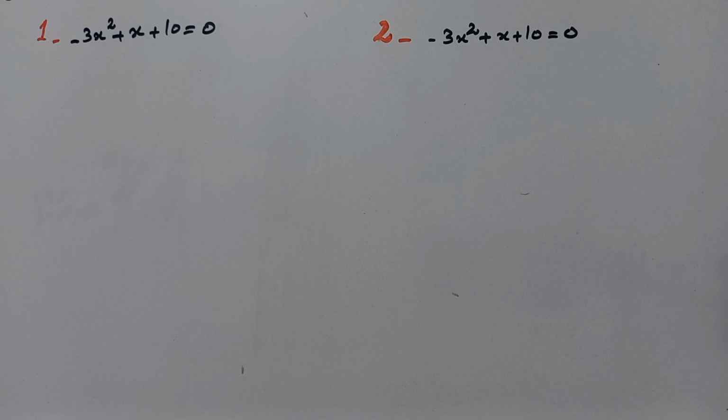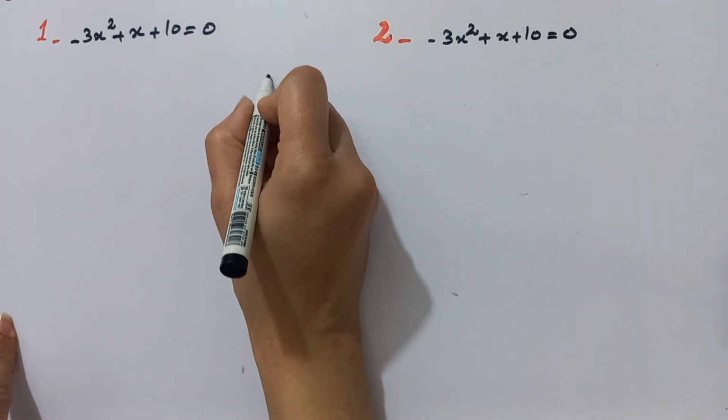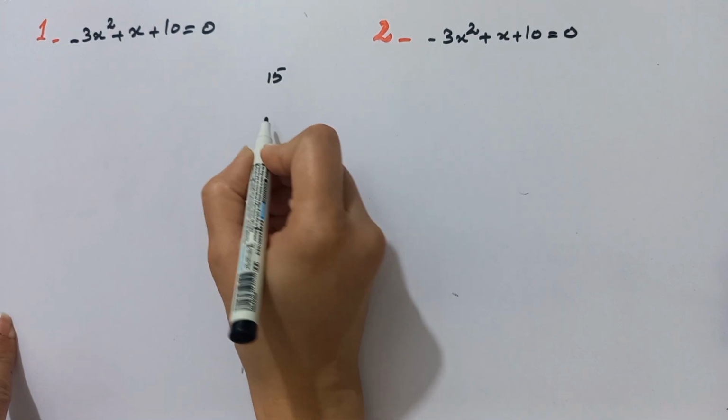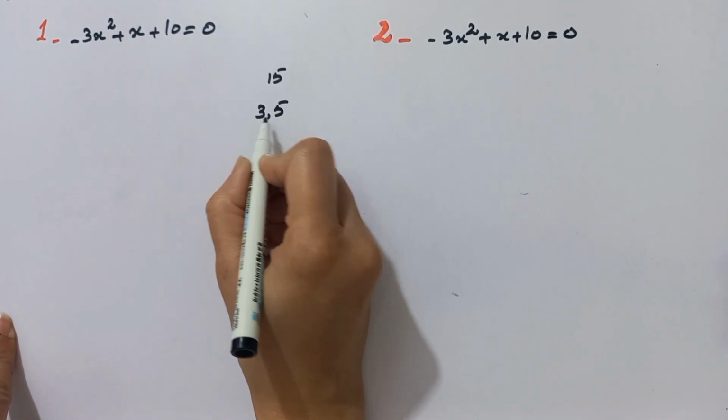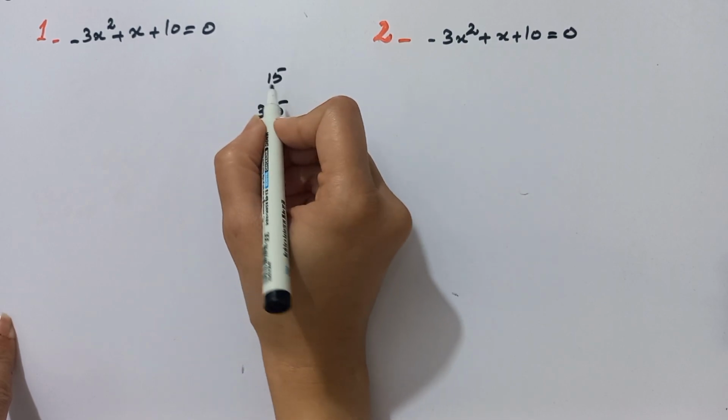Factorization is when you break a number down into smaller numbers that multiply together to give the original number. For example, if we have this 15, then we can break it down into 3 and 5. And if we multiply 3 and 5, we get 15.